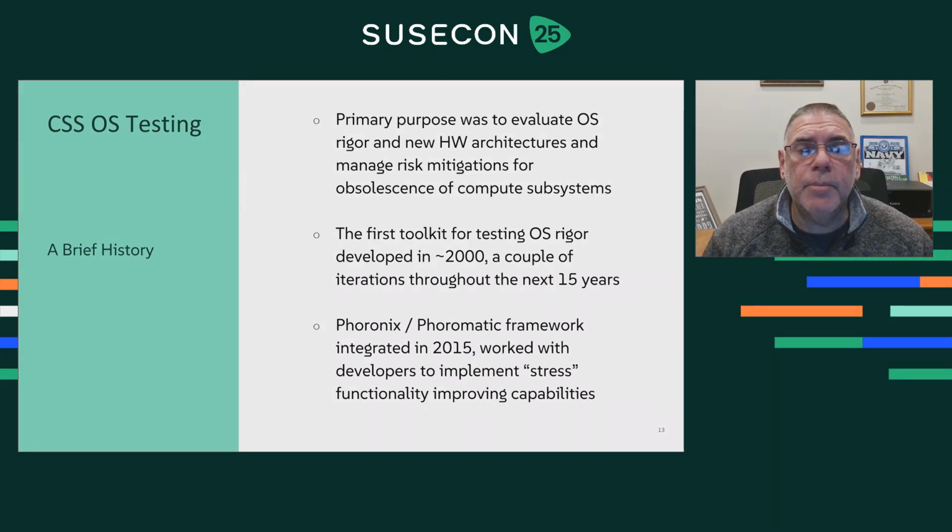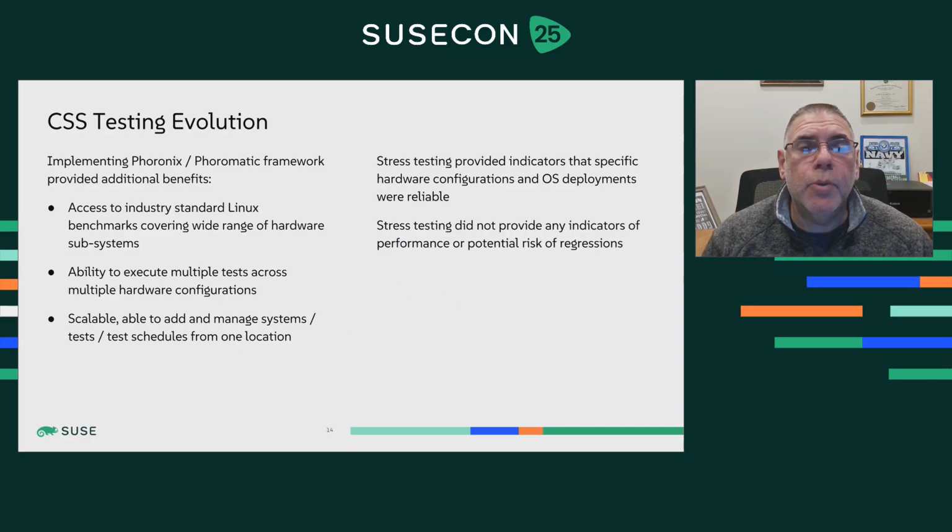The CSS team developed a custom toolkit for the operating system, which performed a multitude of computational and graphical benchmarks, as well as a stress feature. In 2015, the team implemented the Phoronix Test Suite. This suite enabled the team to access industry-standard Linux benchmarks in a scalable framework to perform benchmarking on multiple hardware architectures simultaneously. The CSS team also collaborated with developers to implement a stress feature. This added to the suite's capabilities.